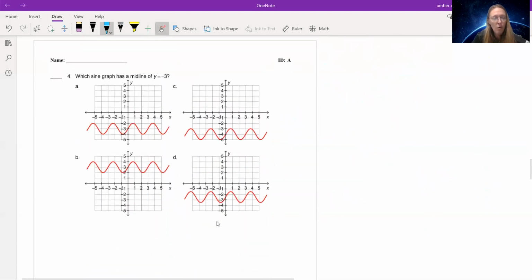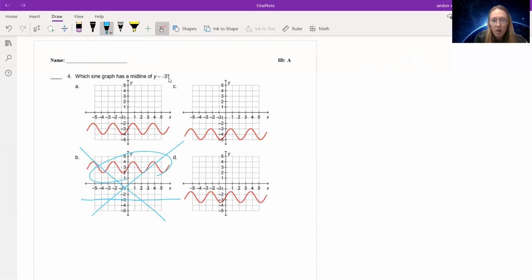Let's check out number 4 here. We are looking for one that has a midline of negative 3. Automatically, I can get rid of this one. Midline of negative 3 is all the way down here. It's not going through the middle of this graph. That's a big no-no, so we can get rid of that.